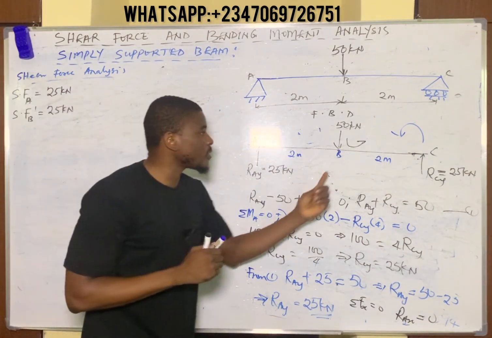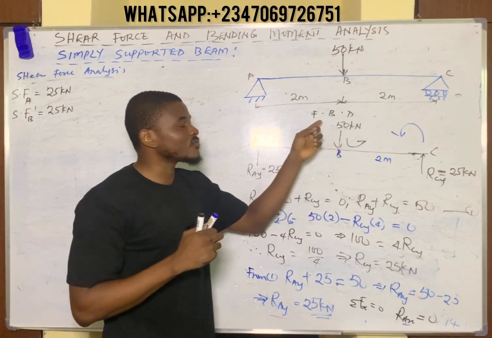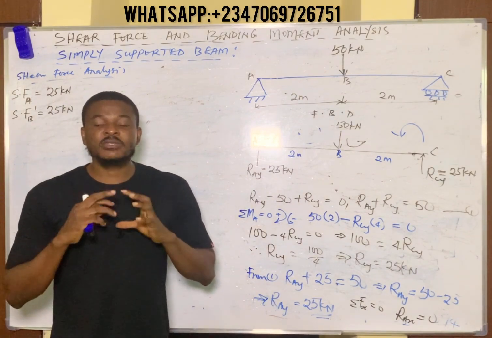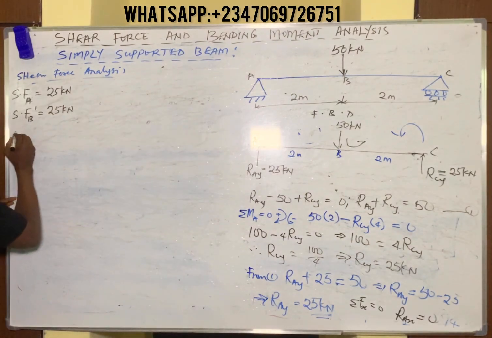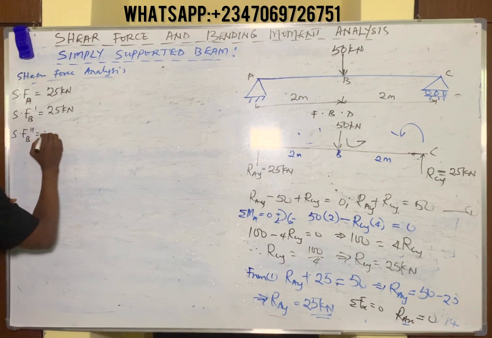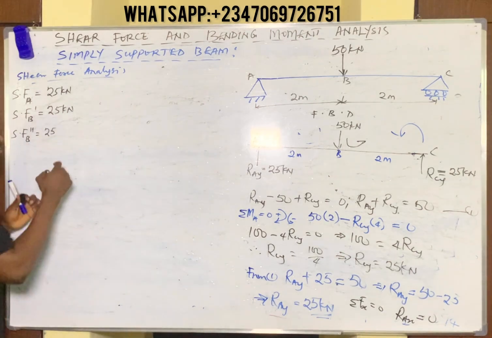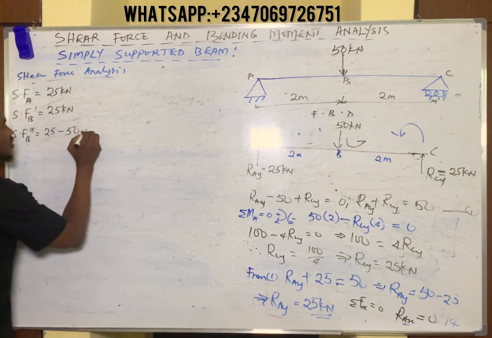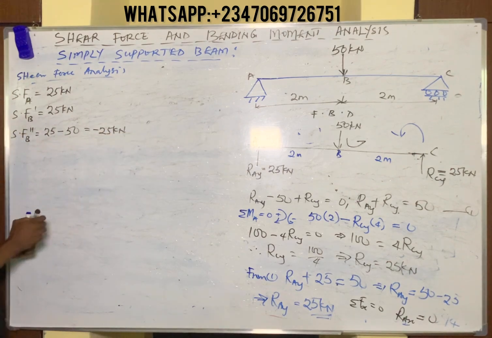Now on getting to point B, the force encounters a downward force of magnitude 50 kilonewtons. Remember, if the force is acting downwards, you take it as negative. So you call that shear force B prime prime, which means finally at point B, this 25 kilonewtons force encountered a downward force, so minus 50 kilonewtons, and this is going to give us negative 25 kilonewtons.